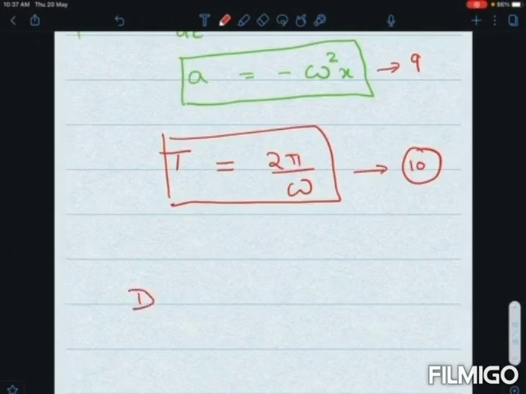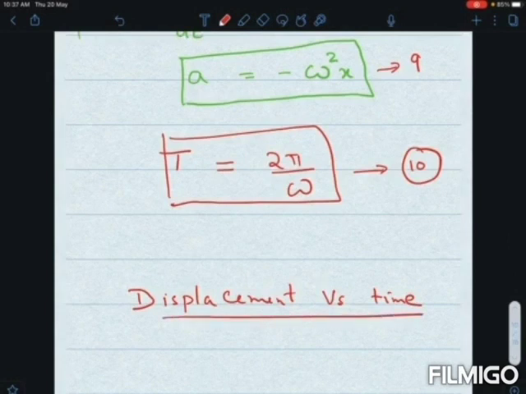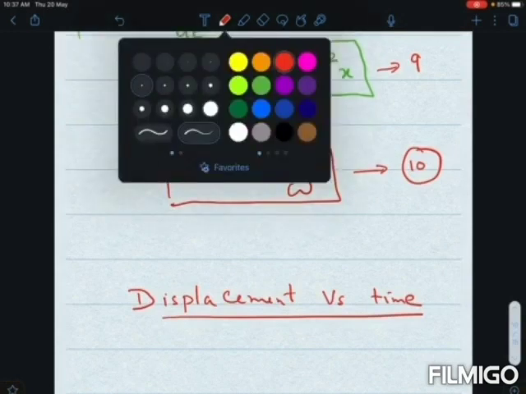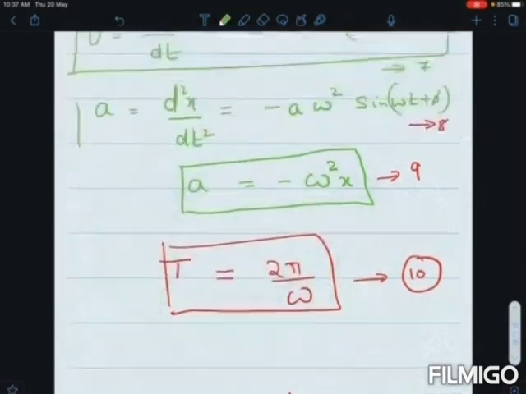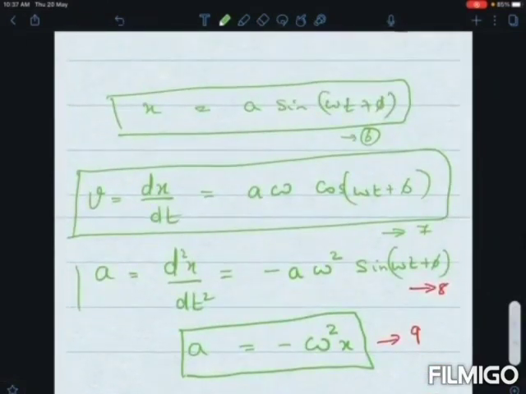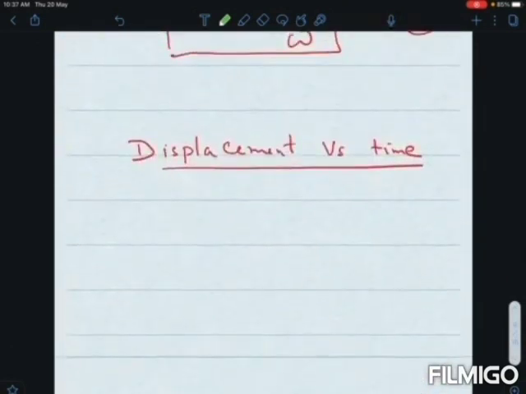Graphical description of displacement. So in a 2D graph, you require 2 axes. So one is displacement, the other will be your time. Sure, you want to know the displacement at different times. So that is what we require. So we'll start with our equation 6. Equation 6 is nothing but x is equal to a sine omega t plus phi. So we'll take up that equation.